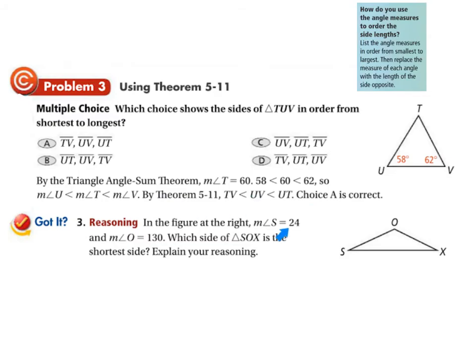Okay. What about in here? They're telling you right here that the measure of angle S is 24 and the measure of angle O is 130. Which side is the shortest side? Do that and explain how you know it.